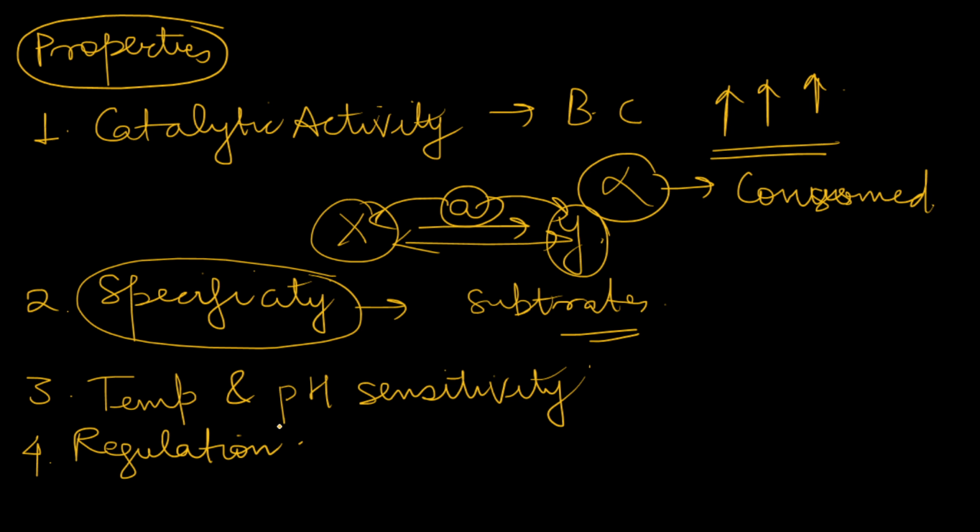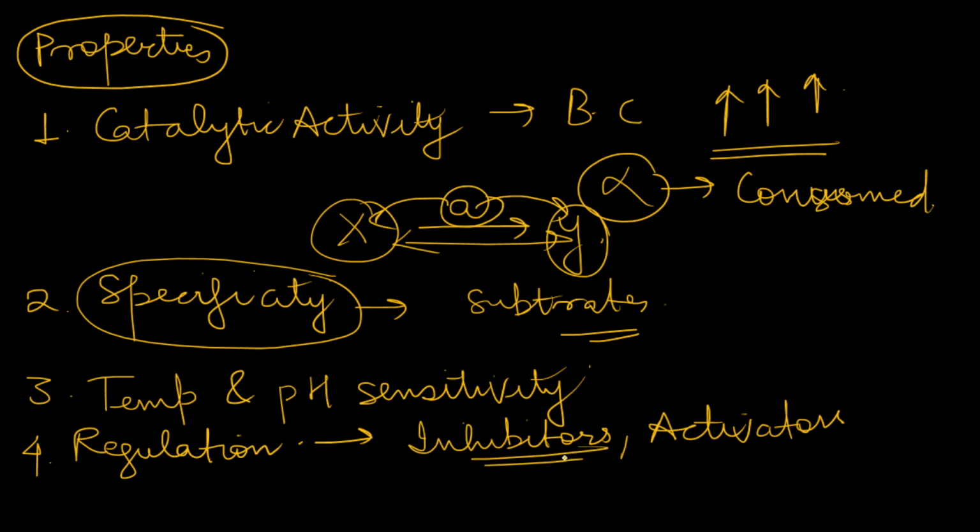Regulation, that is, enzyme activity in plants can be regulated. This can be done by using certain kinds of inhibitors or certain kinds of activators. Inhibitors generally reduce or inhibit the enzyme activity, and activators increase or activate the enzyme activity. So these things help enzymes to respond to certain environmental changes or changing conditions.